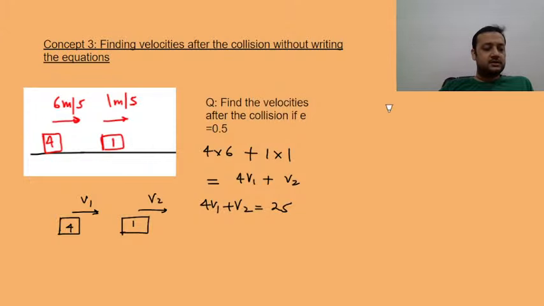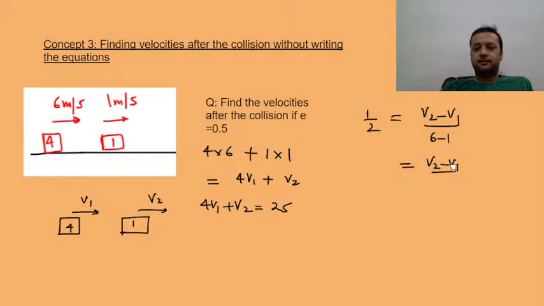Now, what is the second equation that we will make? So restitution, that is half, that will be equal to velocity of separation, which is v2 minus v1, divided by velocity of approach. Approach was happening at 6 minus 1. So approach is the rate at which the distance between them is decreasing. So the 4 kg is moving at 6 and the 1 kg was moving at 1. That means 6 minus 1. So that means v2 minus v1 upon 5. Hence we can say the second equation becomes v2 minus v1 is equal to 5 by 2.